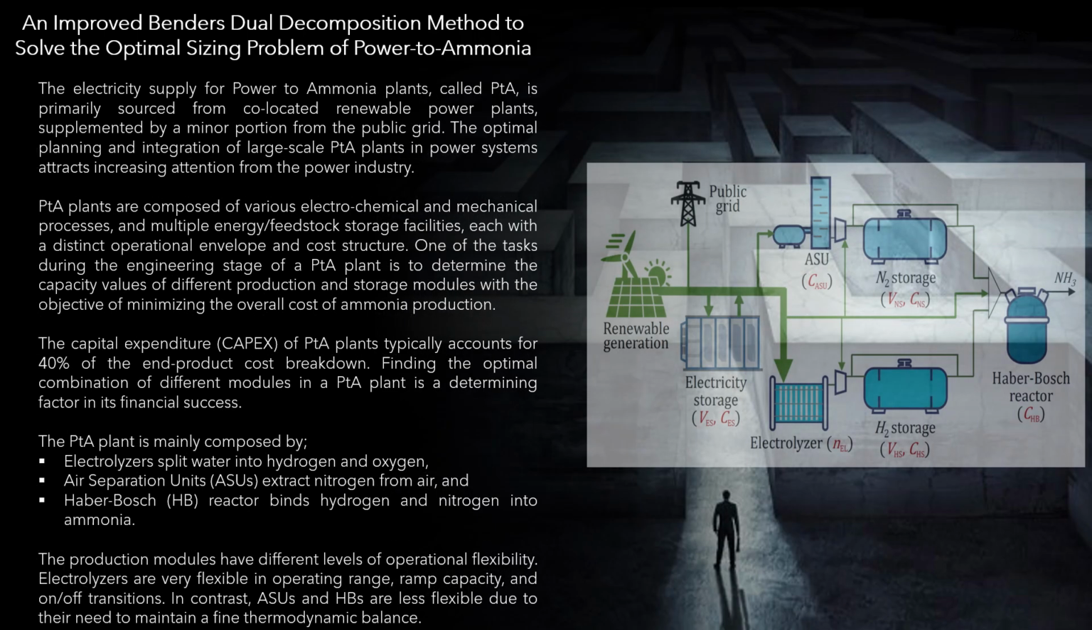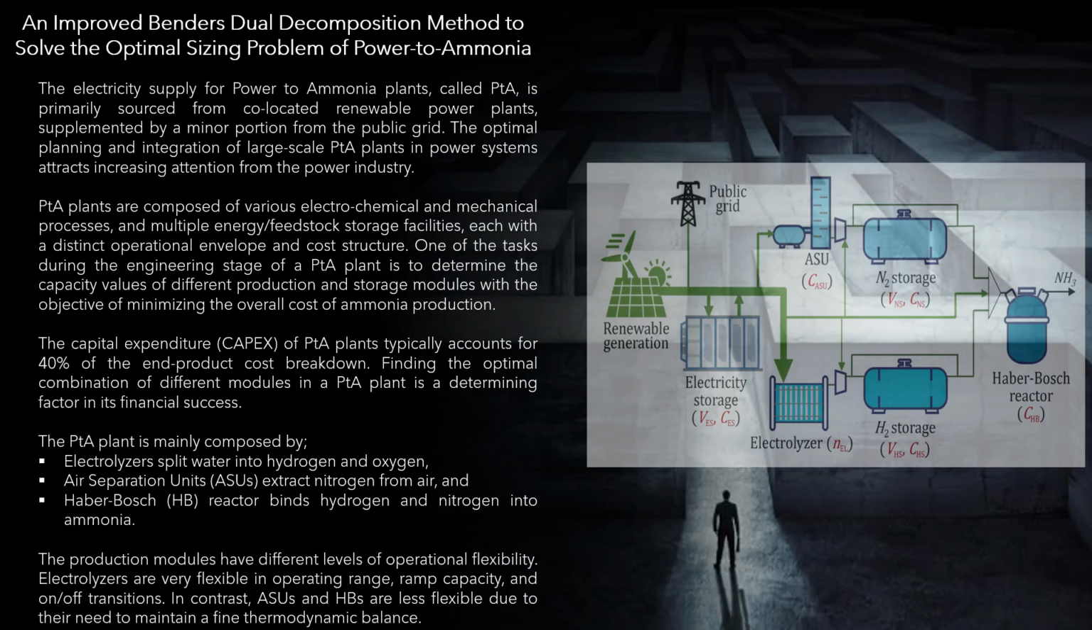The electricity supply for power to ammonia plants, called TA, is primarily sourced from co-located renewable power plants, supplemented by a minor portion from the public grid. The optimal planning and integration of large-scale TA plants in power systems attracts increasing attention from the power industry. TA plants are composed of various electrochemical and mechanical processes, and multiple energy/feedstock storage facilities, each with a distinct operational envelope and cost structure.